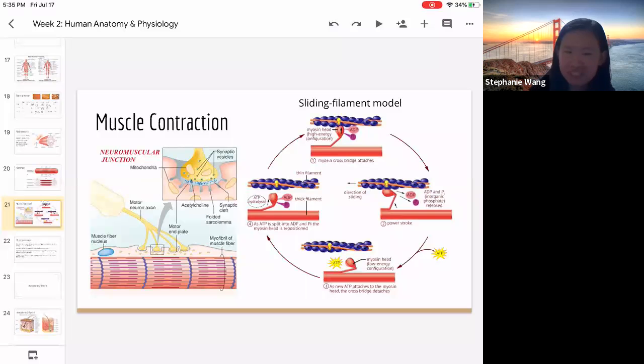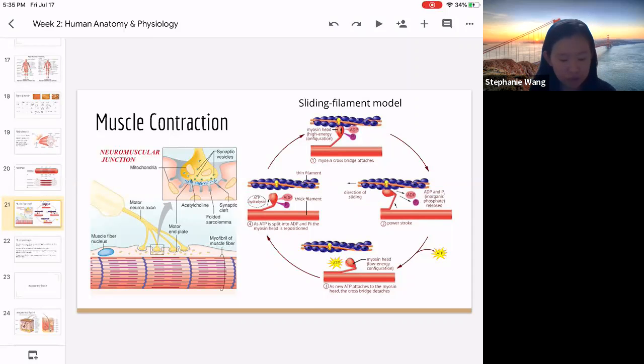Hopefully that makes a little bit more sense. I know it can be kind of complicated, so let me know if you have any questions. And don't be getting mad at each other in the chat. This is a friendly conversation here. Okay, I don't see any questions, so I'm going to move on. If you want to learn more about the sliding filament model, if I have time at the end, I will come back to it.